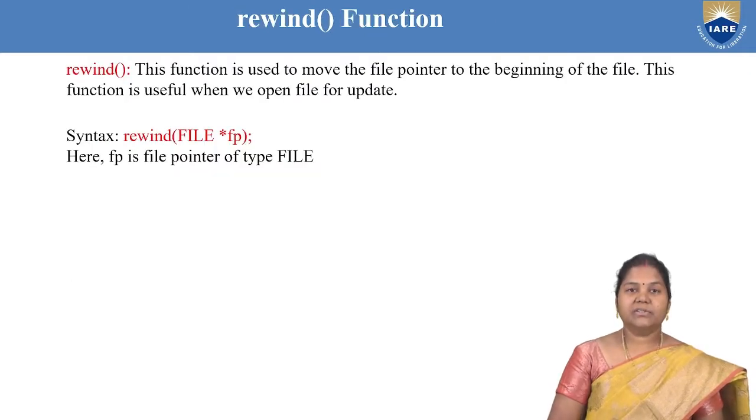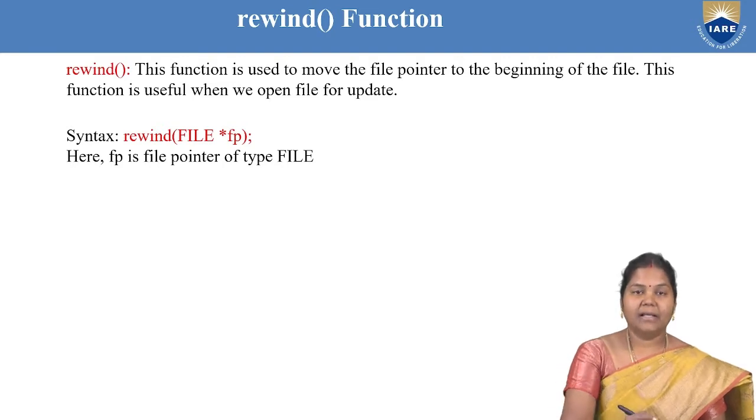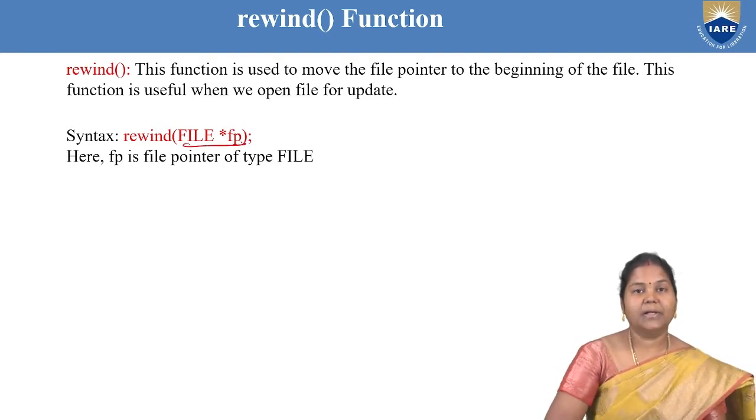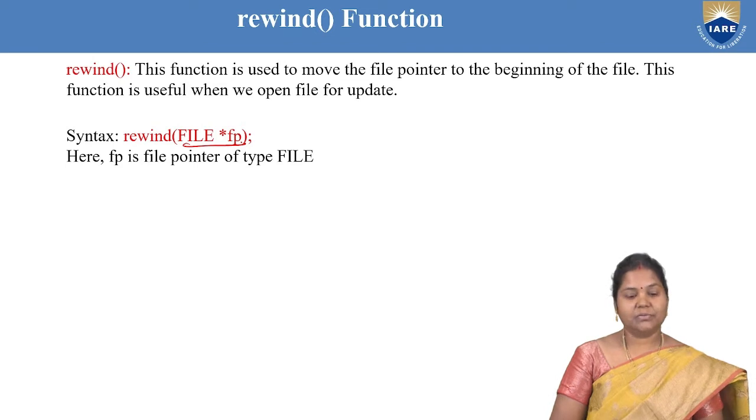The next function is called rewind function. This function is used to move the file pointer to the beginning of the file. Now, this function is useful when you want to quickly take the file pointer from end to the beginning of the file. And rewind function only takes one argument, that is the address of the file. So you just give the file pointer address, it will move your file pointer to the beginning.